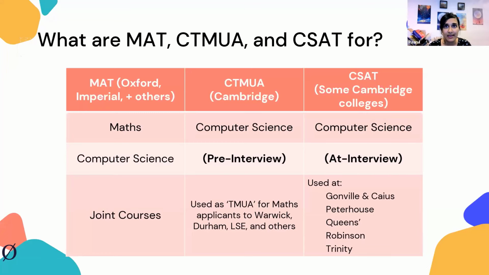Then the CTMUA is the computer science test for Cambridge. It is a pre-interview test, so it's taken in November. By the way, the MAT and the CTMUA are both taken in November, and CSAT is taken at interview in December.